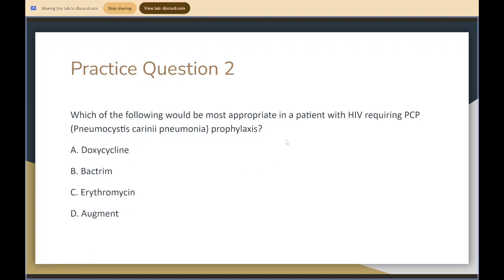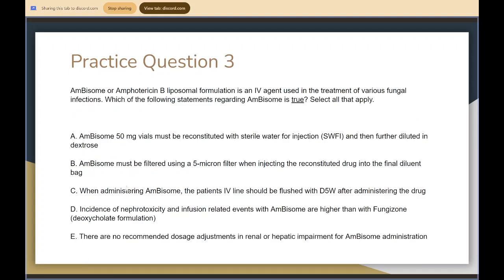All right. The correct answer for this one is going to be Bactrim. Sulfamethoxazole and trimethoprim is the drug of choice for PCP or PJP prophylaxis. All right, great job, everyone. Practice question 3.